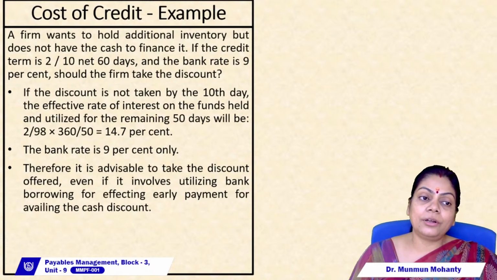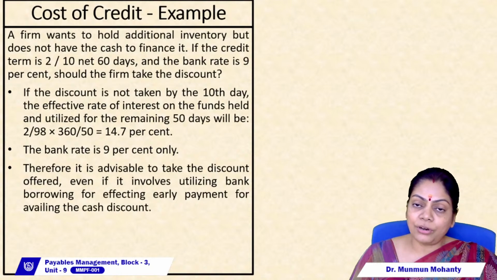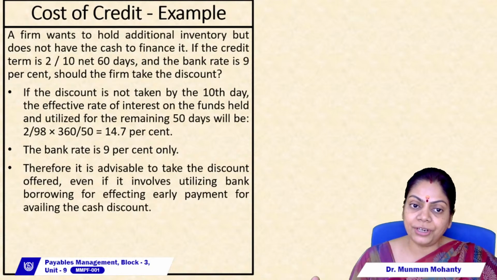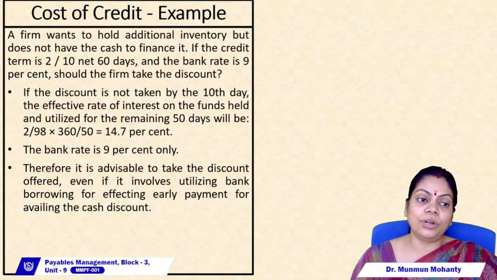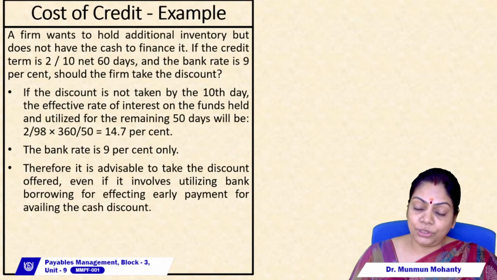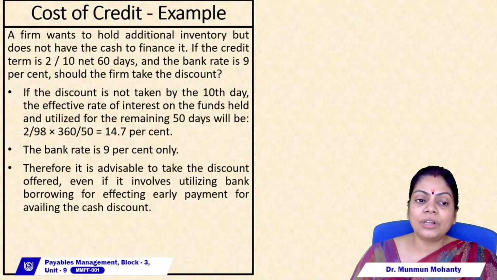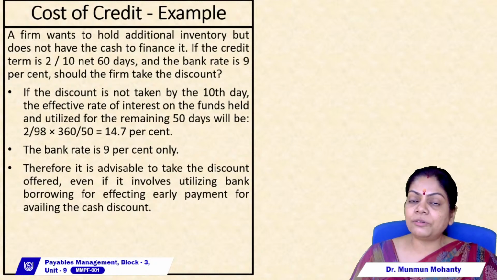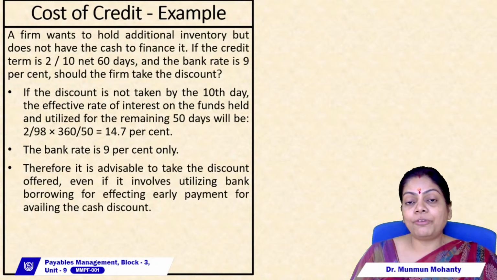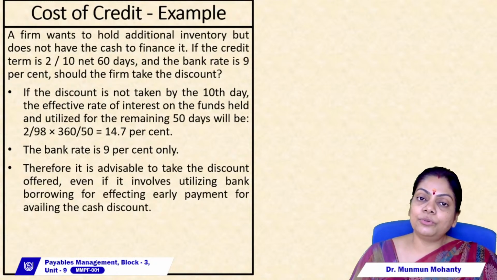Now, if you avail the 2%, then we understand the savings. But if you don't avail the 2% and you stretch for another 50 days, what is the effective interest rate to you? The discount is not taken by the 10th day, and the effective interest on the funds held will be, using that formula, 2/98 × 360/50, which is 14.7%. So if you avail the cash discount, this is the savings that you can make, 14.7%, but you are not doing it. Whereas if you approach the bank for a 50-day loan, the bank is only going to charge you 9%.